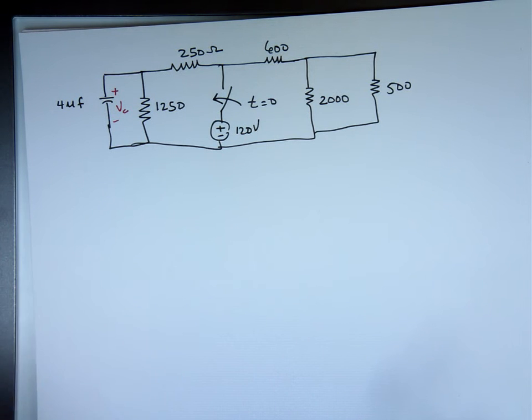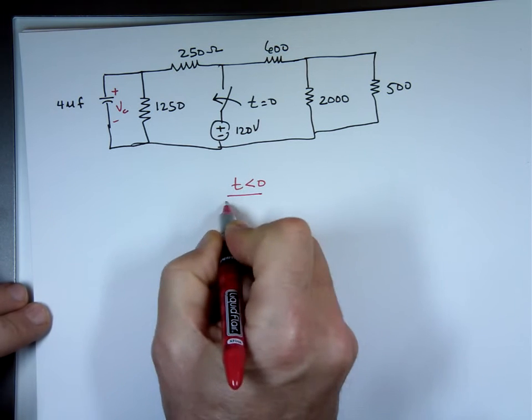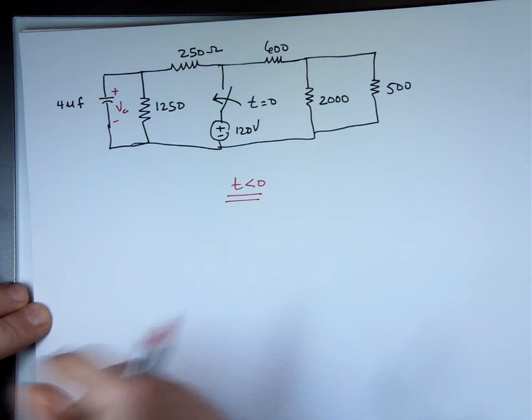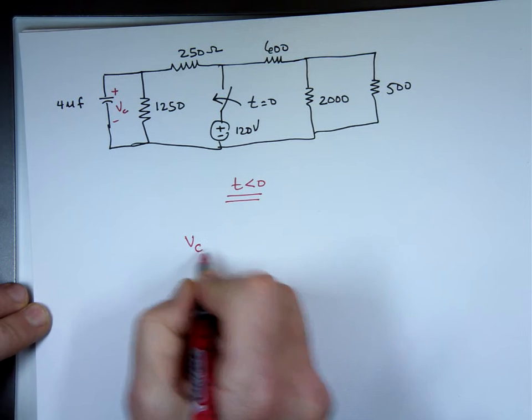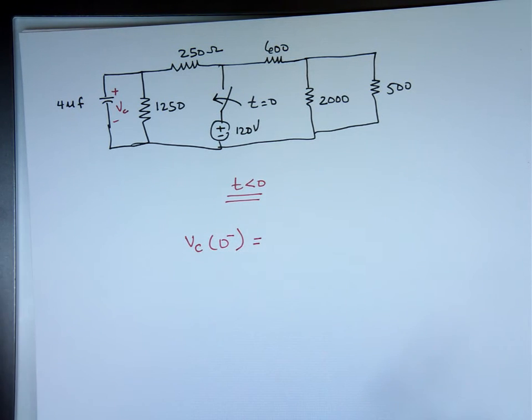So if I look at the circuit for t less than 0, if you remember from the previous video, that's the first step. Look at the circuit for t less than 0 and calculate the voltage across the capacitor as 0 minus. Which is what? What does that mean exactly, the 0 minus?